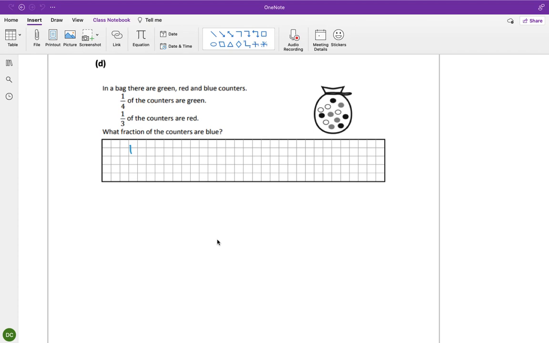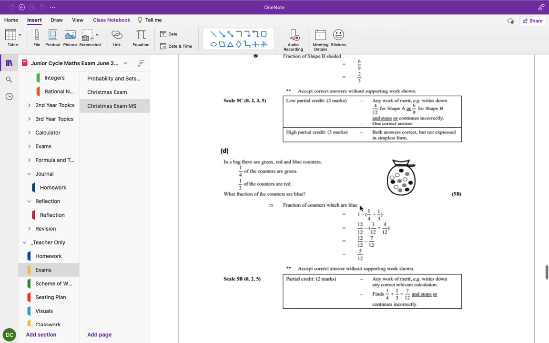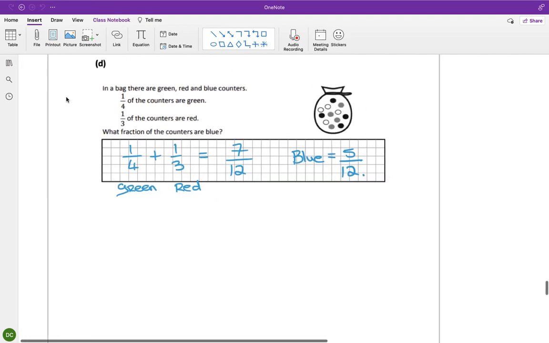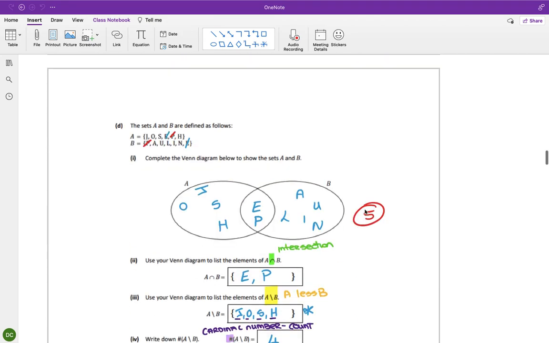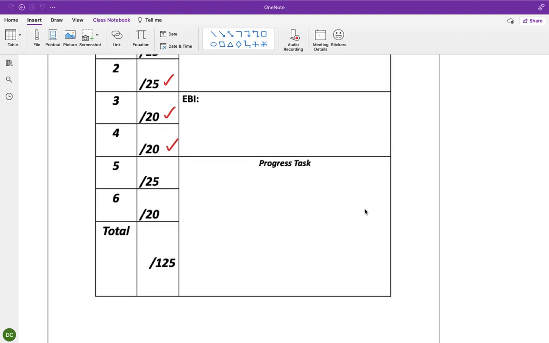So a quarter and a third, according to my calculator, is 7/12. Okay, so these are the green ones. These are the red ones. So in total, green and red is 7 over 12. So that means the rest of the counters, the blue counters, there must be 5/12 because the rest of them have to be blue. So 5/12 is worth 5. Okay, so we have 5, 10, and 10 is 20. So that's 25 for question 5.